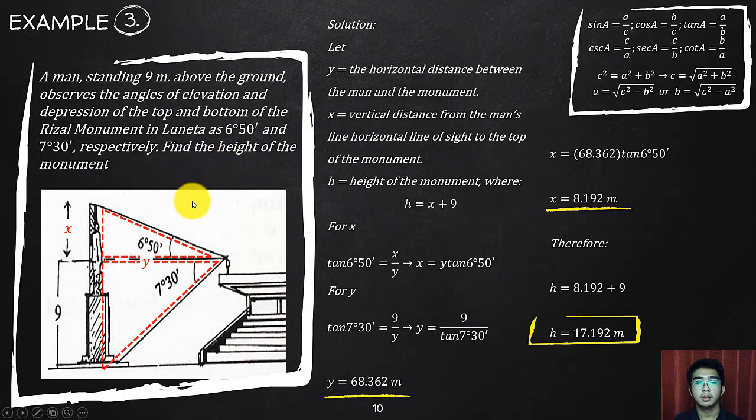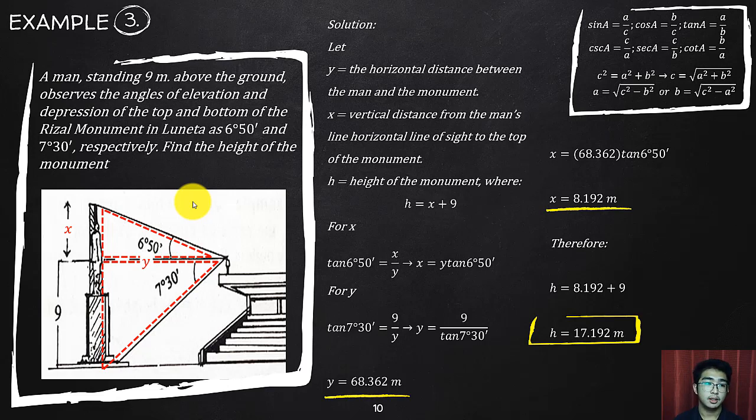Okay, example number 3. So this one is a bit different. A man standing 9 meters above the ground observes the angles of elevation and depression of the top and the bottom of the Rizal Monument in Luneta as 6 degrees 50 minutes and 7 degrees 30 minutes respectively. Find the height of the monument.